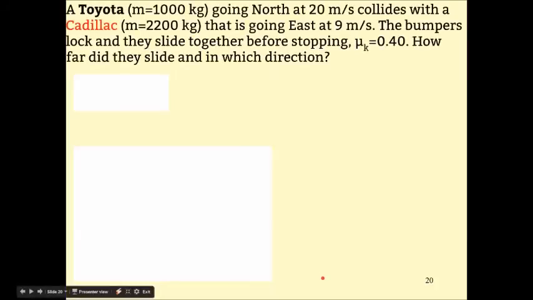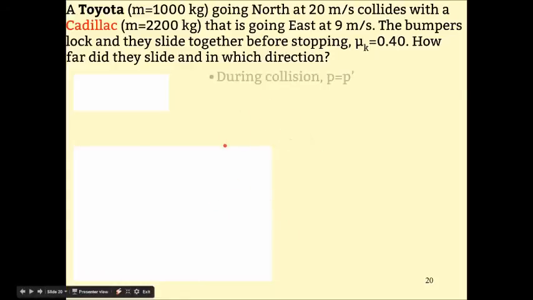Okay, so let's take a look at one last example. We have a Toyota with mass of 1,000 kilograms going north at 20 meters per second, and it collides with the Cadillac that's going east at 9 meters per second. The bumpers lock together and they slide together before stopping with the coefficient of sliding friction of 0.4. How far did they slide and in which direction?